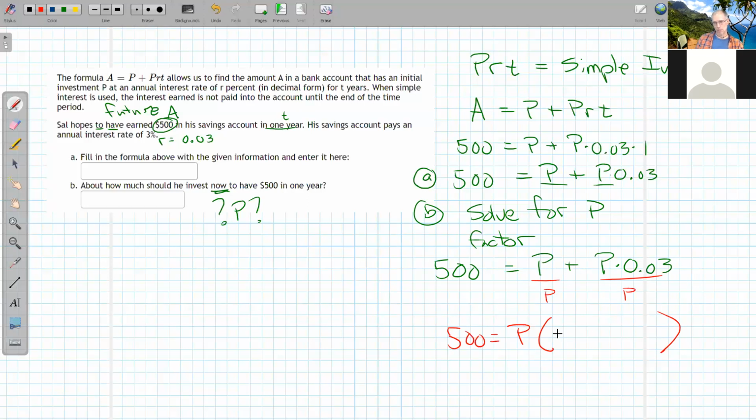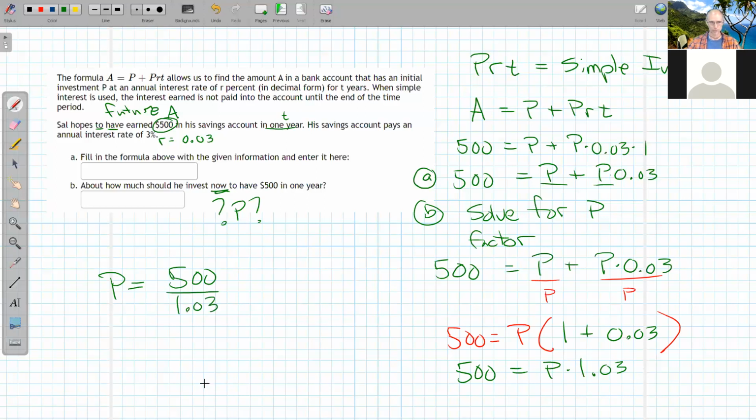So if I take P and divide by P, I get a 1. And if I take P times 0.03 divided by P, the P's divide out, leaving just the plus 0.03. 1 plus 0.03 adds pretty easy, so now I have 500 equals P times 1.03. And the 1 is 100% of what I started with, and then the 3% increase right here is what I have. And so finally, to solve for P, I can just divide. So P would be the 500 divided by the 1.03, and then we'll check to see if it works.